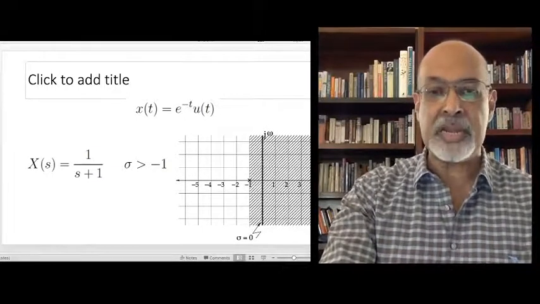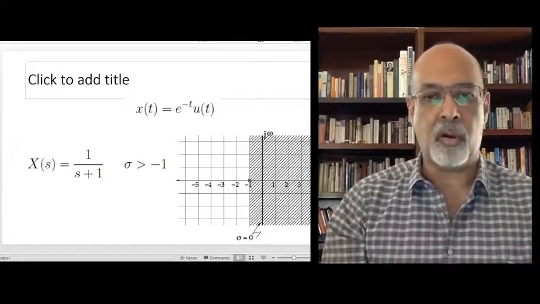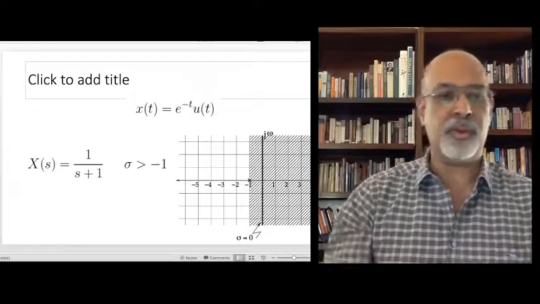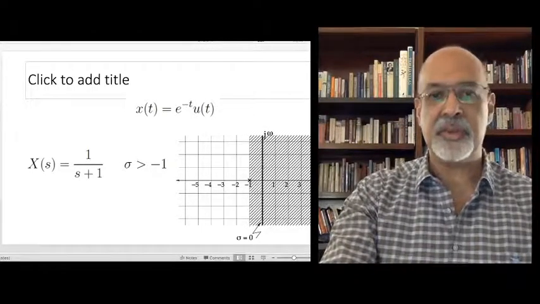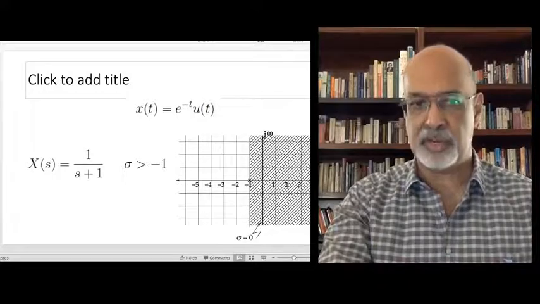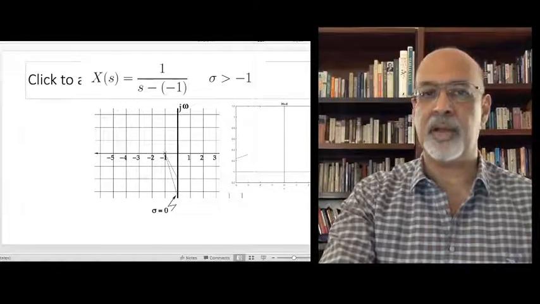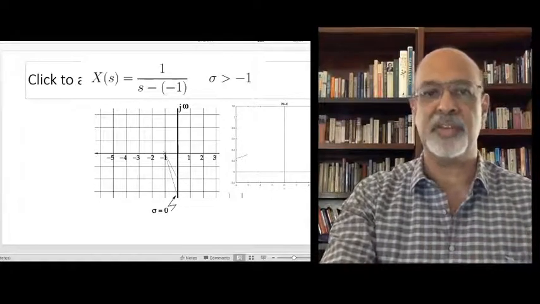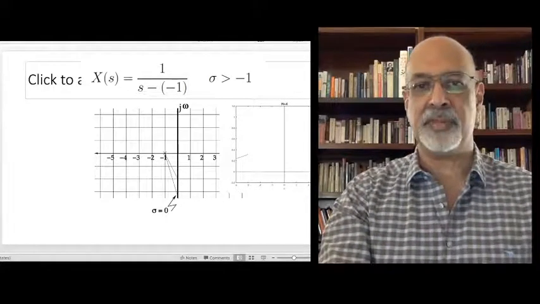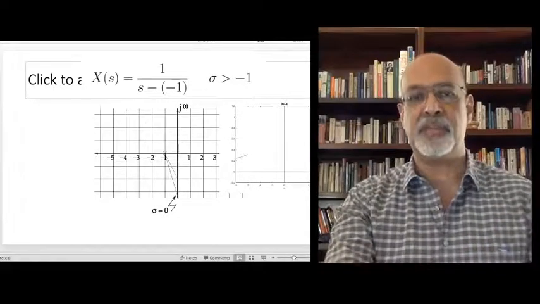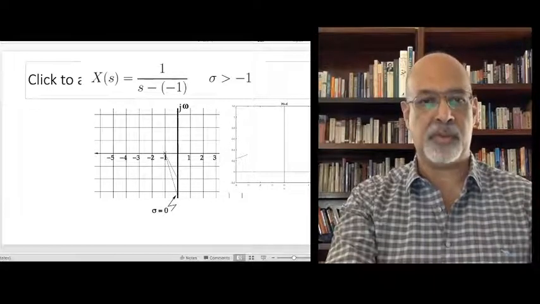To find the transfer function, I have to evaluate this on the j omega axis. What I'm going to do is go up and down the j omega axis and take a look at what happens. Notice the pole here is at minus 1. So I can rewrite this as x of s equals 1 over s minus minus 1. The reason I did this was to show you that the magnitude of x of s will just be 1 divided by the distance from wherever I am to the point minus 1.